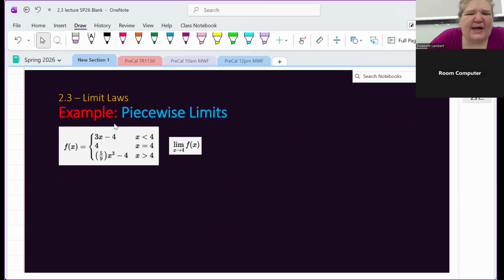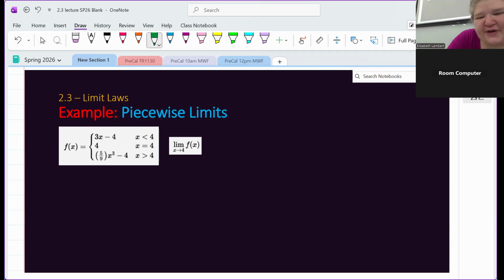So looking at our wacky piecewise limit here. This one is asking the annoying question, the limit as x approaches 4 of this function. But when we look at the piecewise stuff, on one side of 4, it does one thing, and on the other side of 4, it does a different thing. And then at 4 itself, we're just told it's 4.